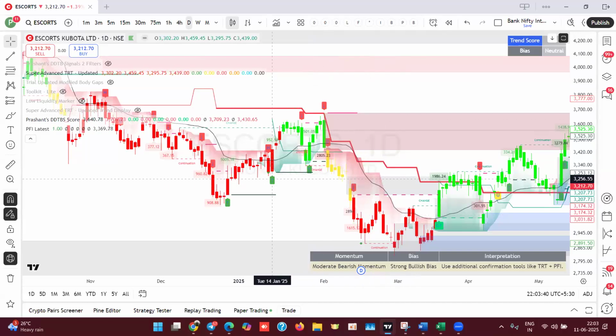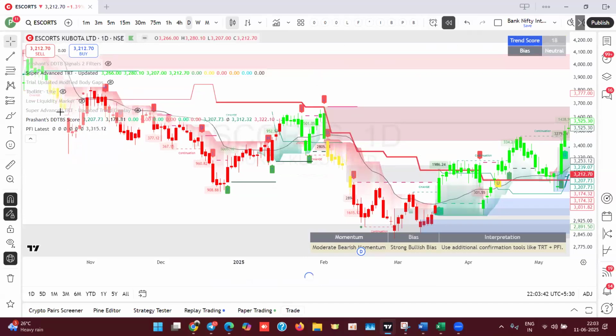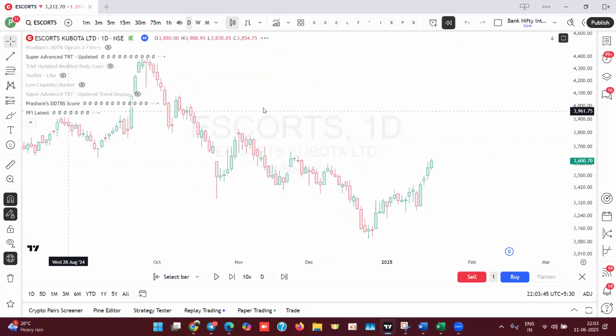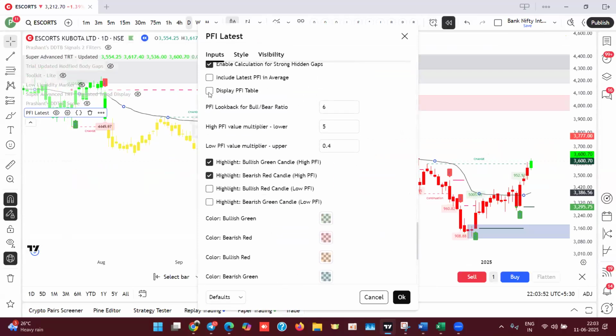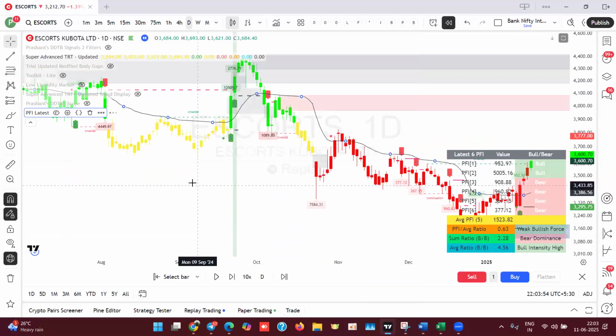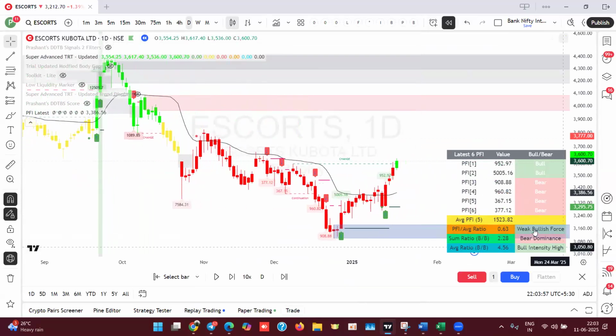And let us check with PFI. So when we go here and check the PFI with the PFI interpretation table, this is the PFI table. This is the first time green. What do we see? Weak bullish force. So the latest PFI is bullish, but it is weak bullish force. There are 4 bearish PFIs in the background. There is one high bullish PFI, and because of this, it came down, gave some retracement, and target was achieved. But there are more number of bears.